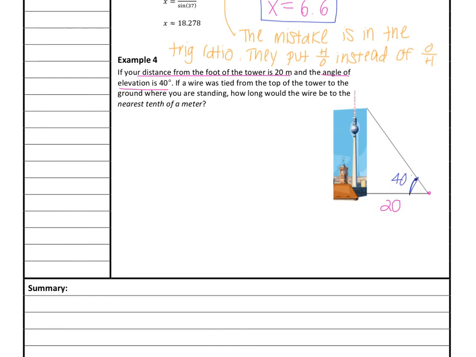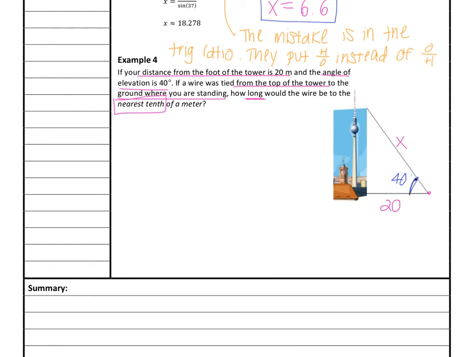It says, if a wire was tied from the top of the tower to the ground where you are standing, how long would the wire be to the nearest tenth? So meaning the wire is this length here if we were to connect from the ground to the top of the tower. So we're going to let that be our x.